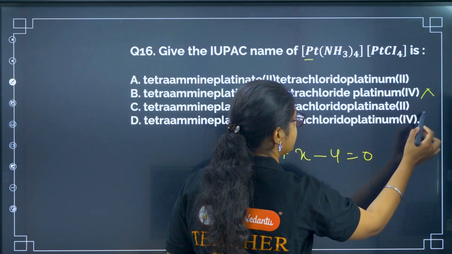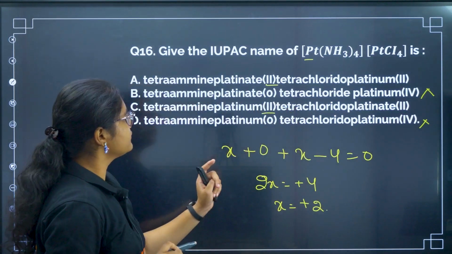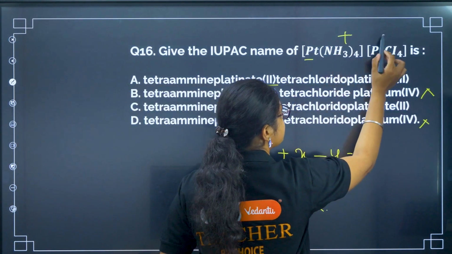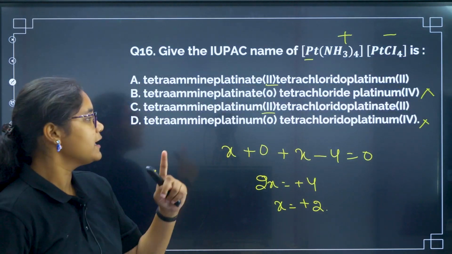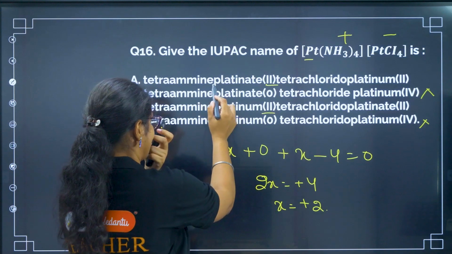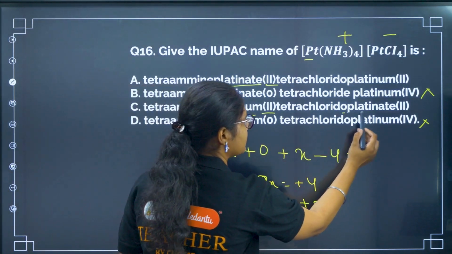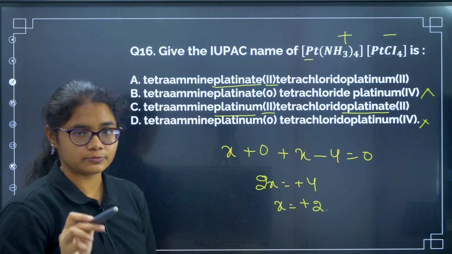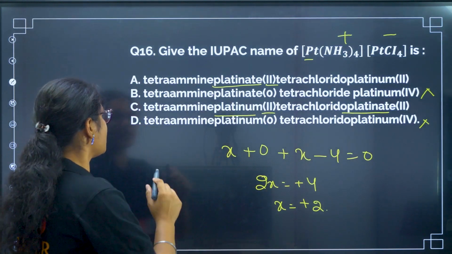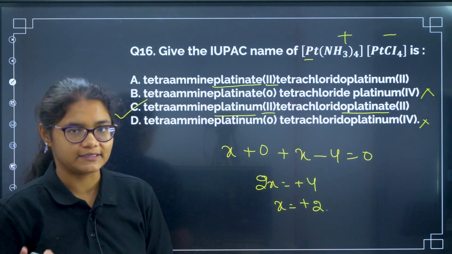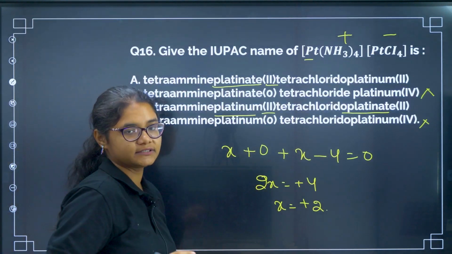So this option we can eliminate, this option we can eliminate. We have this one and this one. Okay. Now you see this part is cationic complex and this part is anionic complex. And cationic complex should be named first, and platinum here should not be platinate, right? But here it is platinum and here it is platinate. The anionic complex should be platinate. The cationic complex should be platinum. So the correct answer for this question is option C. Okay, very simple and easy one. The only trick here is to find the oxidation state correctly.